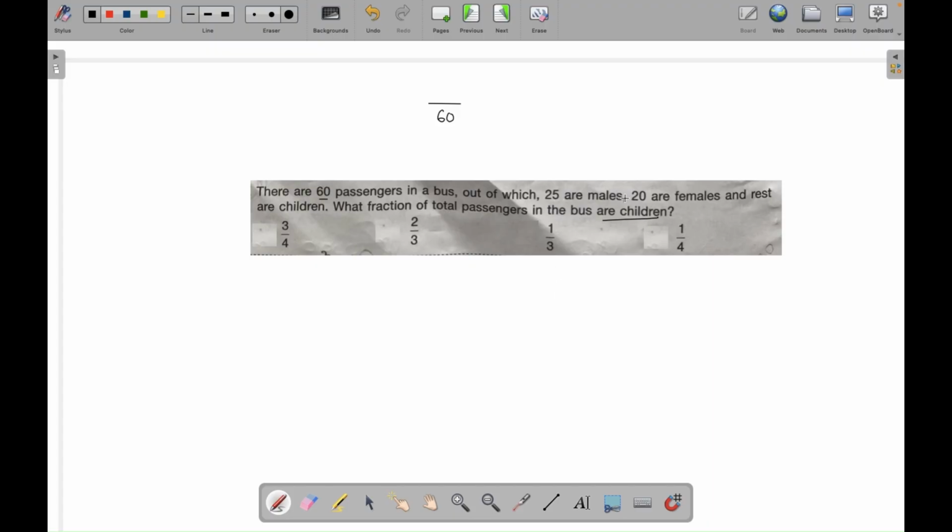So 25 are males and 20 are females. So 25 plus 20, which is 45, are adults, and the remaining is 60 minus 45, because 60 is the total passengers and we have 45 adults. So we get 15, which is the number of children in the bus. Right, so we have 15 by 60. Again, if you know the table for 15, 15 is a factor of 15 as well as 60. So we'll divide both of them by 15. Right, so 15 divided by 15 is 1, 60 divided by 15 is 4. So 1 by 4 is the correct answer.